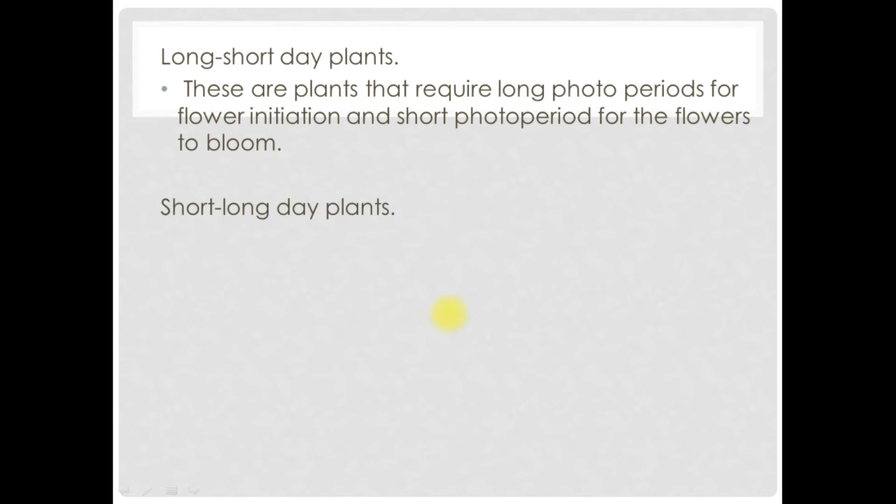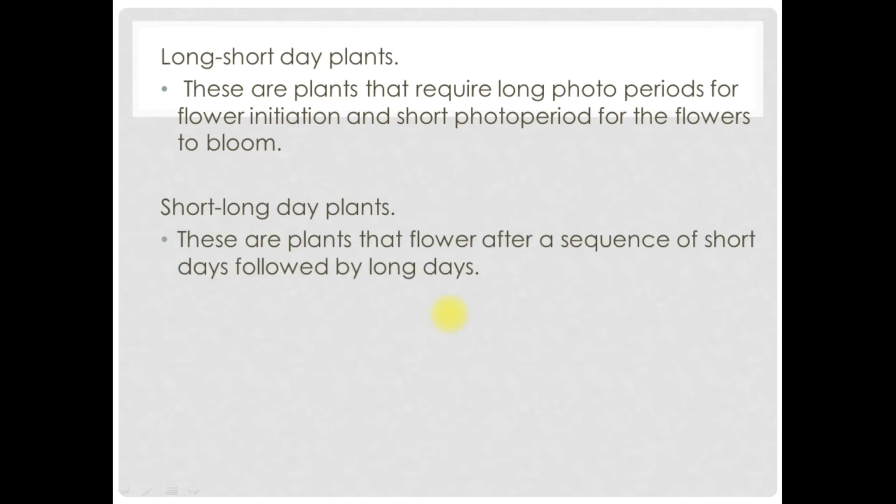We also have short long day plants. These are plants that flower after a sequence of short days followed by long days. So they require a period of short days, which means they will require more darkness, followed by long days, which means followed by a period of very little darkness.